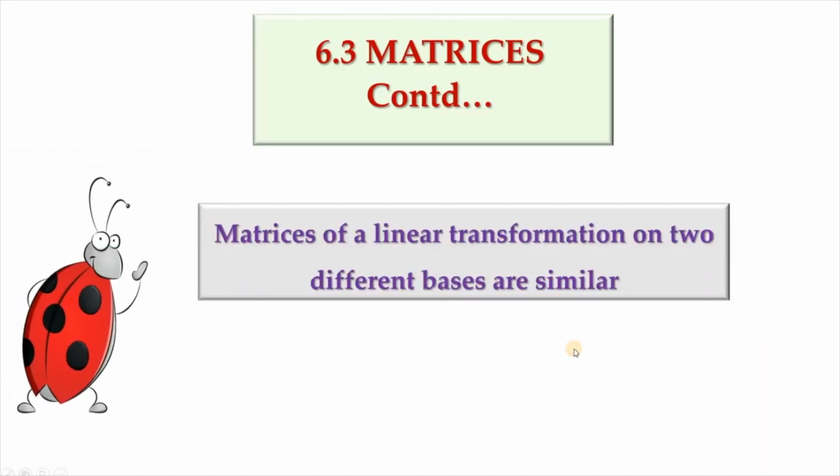In this video, matrices of a linear transformation on two different bases are proved to be similar. That is, given a linear transformation and two different bases, we will have two different matrices. What we can say about those two matrices is that they are similar.